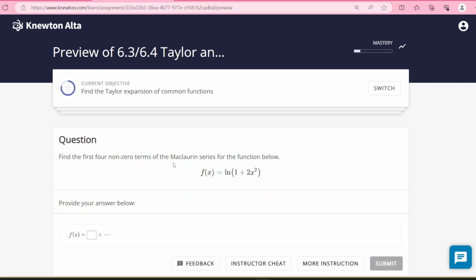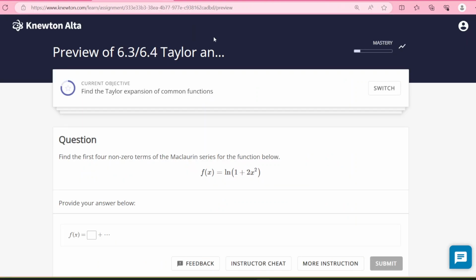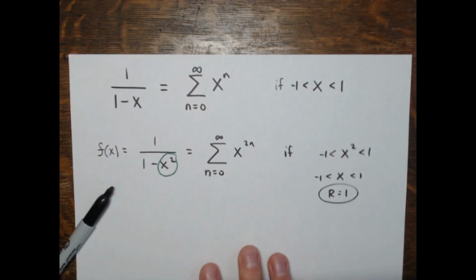All right, first 4 non-zero terms of the Maclaurin series for this function. And it was the natural log of 1 plus something. And again, we've seen this natural log of 1 plus something, the Maclaurin series for that, when it converges, but they just want the first 4 non-zero terms of that series again.